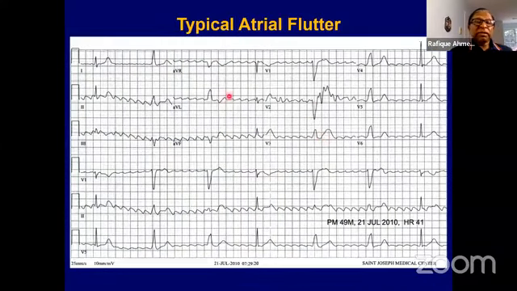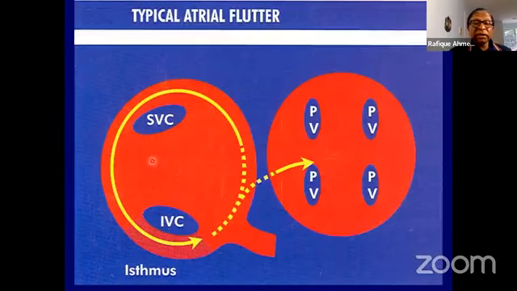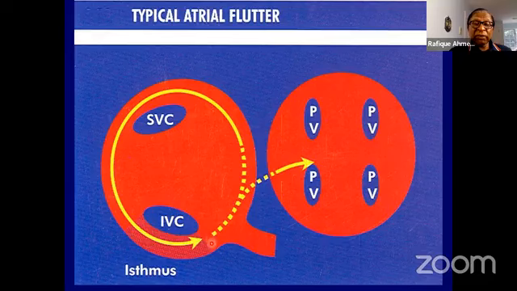This is an example of atrial flutter. You can see the typical sawtooth appearance. What happens with atrial flutter? There is reentry in the right atrium. If you look at this inferior vena cava, and here is the tricuspid valve, imaginary tricuspid, there is a narrow corridor. And in that corridor, electricity can go down, and typical flutter is always going around this.